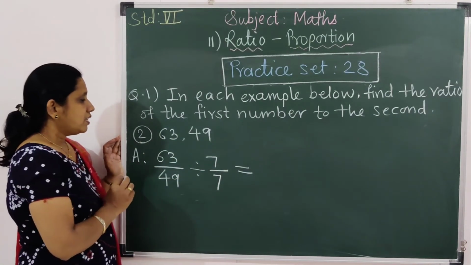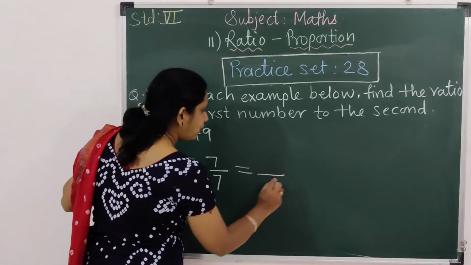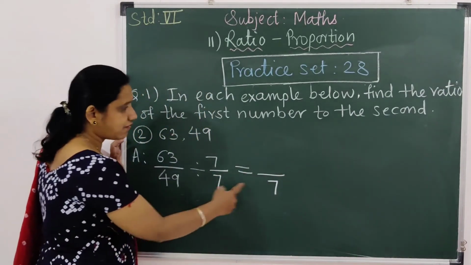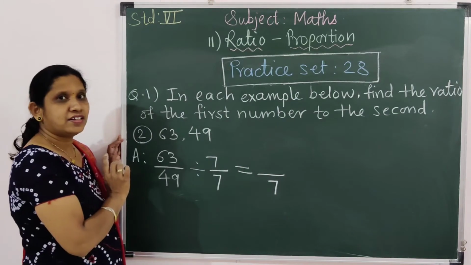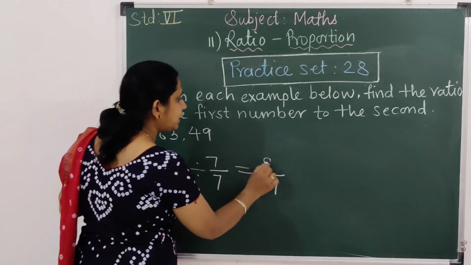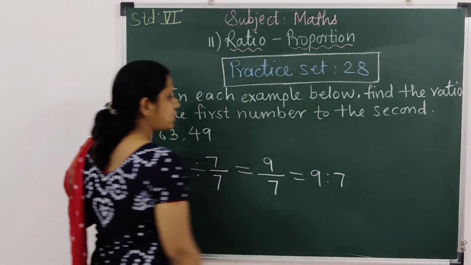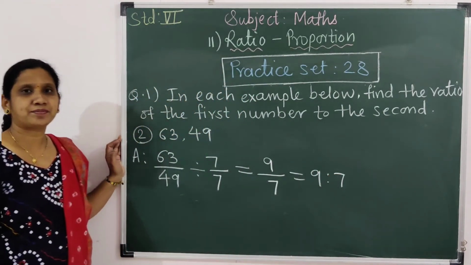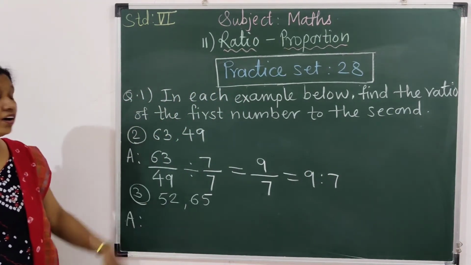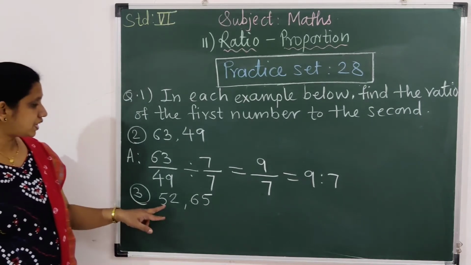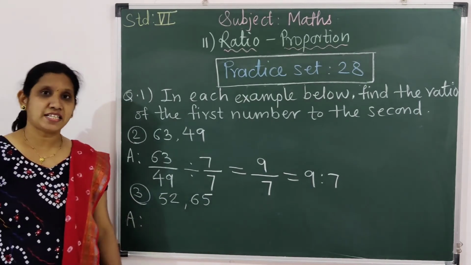Now 7 7s are 49. 7 9s are 63. So what is your answer? 9 is to 7. Okay. Children, let us solve third example. Numbers are given 52 and 65.